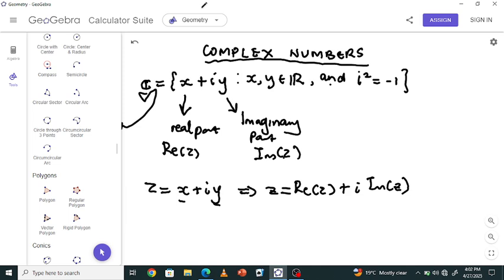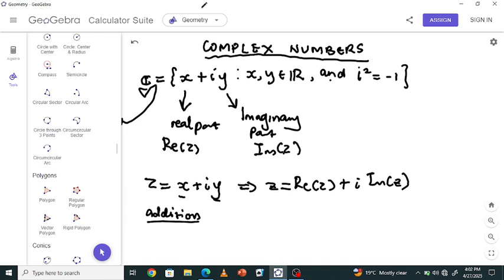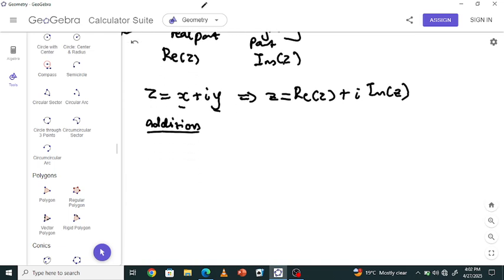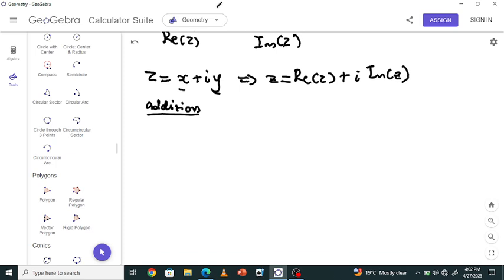And just like real numbers, for complex numbers we have operations, and one such operation is addition. The way we handle addition is the same way we handle subtraction. So we have the addition property. Let's write here, operations on complex numbers. In real numbers we can add, subtract, divide, the same as in complex numbers.